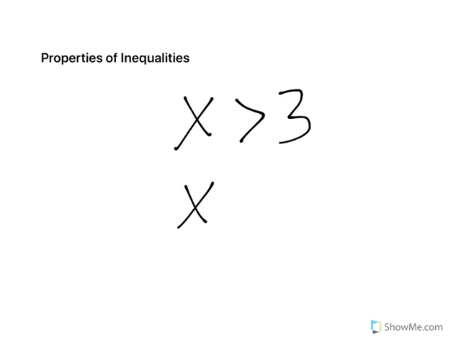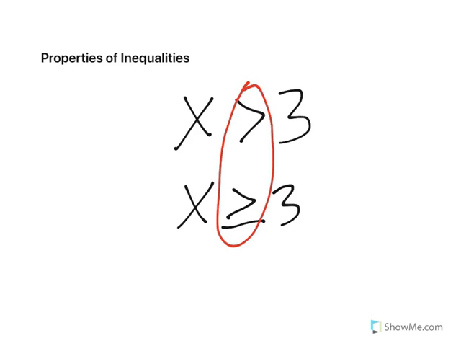If I say x is greater than or equal to 3, x can be 3, but it can also be 3.1 or 5 or 28. It just can't be anything less than 3. So these are the greater than symbols.